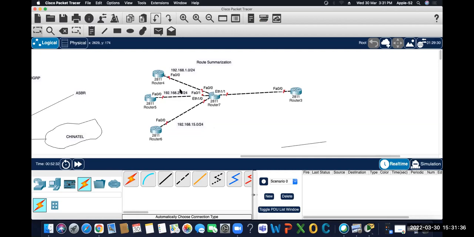Now look at the scene. If 15 routers are connected to router 7, what would be the routing table of router 7 for router 3? Or what would router 7 advertise to router 3? It will advertise that I am connected to 192.168.1.0, I'm connected to 192.168.2.0, 3.0, 4.0, and up till 15.0, because I'm assuming there are 15 routers connected. But don't you think this is a wastage of routing table, and moreover a wastage of bandwidth, if you are telling the complete list?